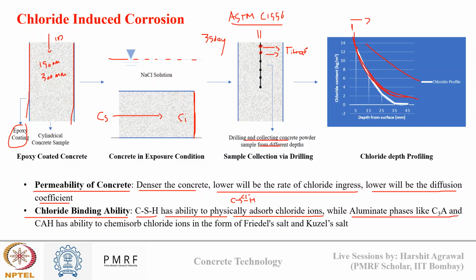While aluminate phases like C3A and CH have the ability to chemically bind chloride ions in the form of Friedel's salt and Kuzel's salt. So these three phases are there in my cement hydration. CH and C-S-H are formed after hydration, and C3A is leftover C3A which has not been hydrated. If these are present inside my concrete system, they can interact with chloride while it is diffusing through the concrete, and they can delay the diffusion of chloride, or decrease the diffusion coefficient of chloride. So these are the two parameters which can affect the diffusion of chlorides through concrete.